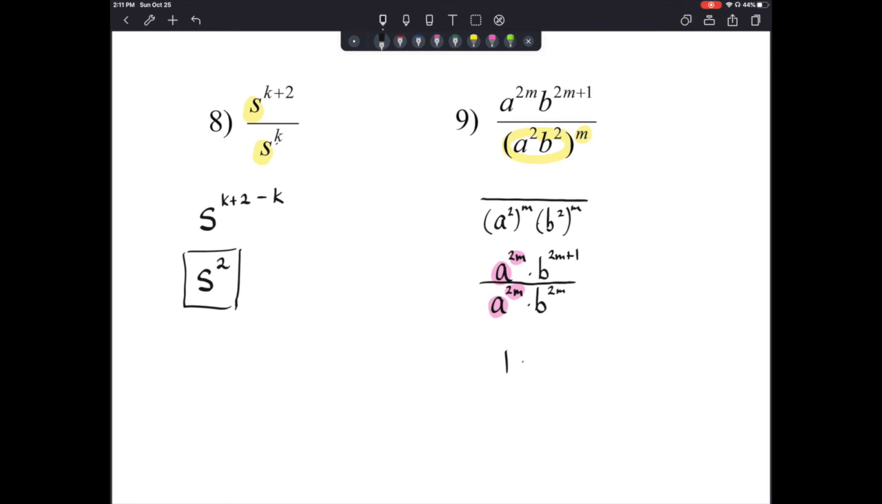And then what are we going to get over here? We have b to the power of 2m plus 1 divided by b to the power of 2m. Well, that would be like saying b to the power of 2m plus 1, top minus the bottom, minus the 2m. And that's going to give us b to the power of 1. So that whole expression just simplifies to b. And that's it.